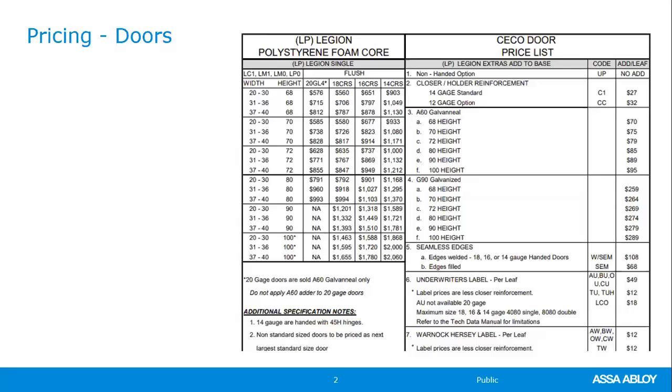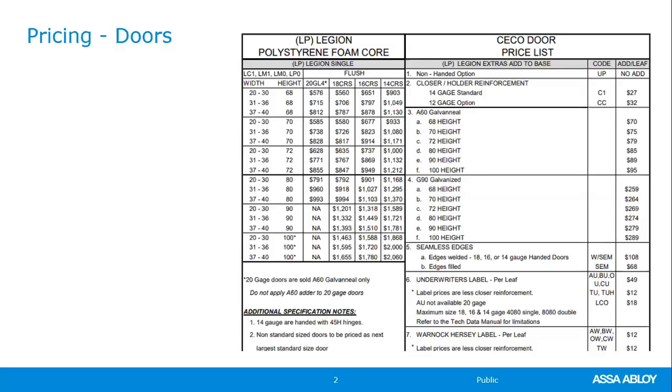Absolutely. Thanks, Pat. So this is, again, high level, just showing you how the layout of the price book is. With Ceco's price book, we start off with our polystyrene foam core. All of the doors have the same type of format. You will have your chart and your sizes listed there to the left. Just above that, you will see LC, LM1, LMO, and LPO. Those are the hardware codes for the standard lock preps that are included in the base price of this door.